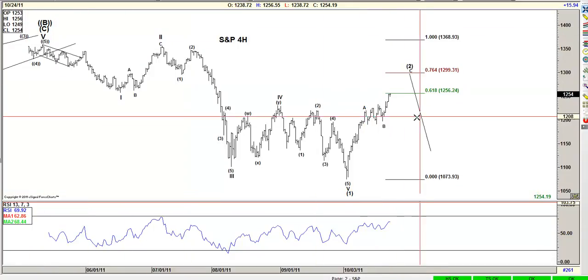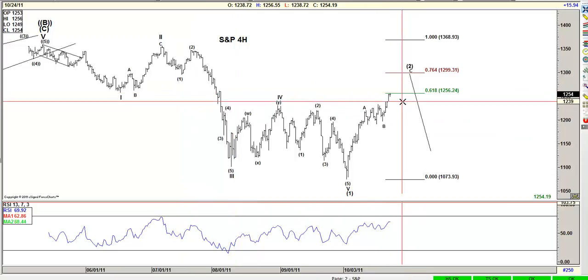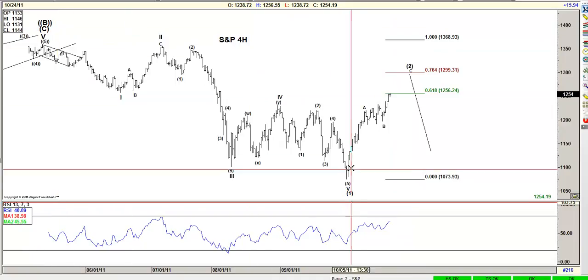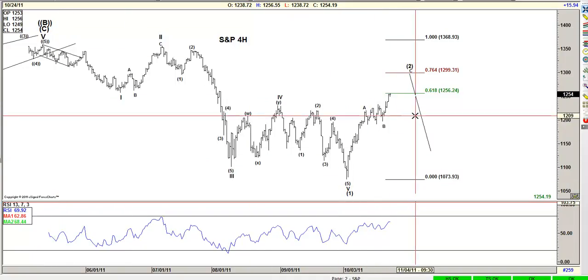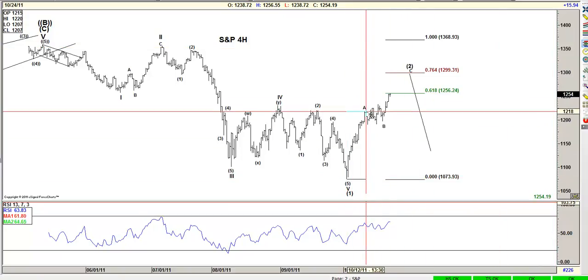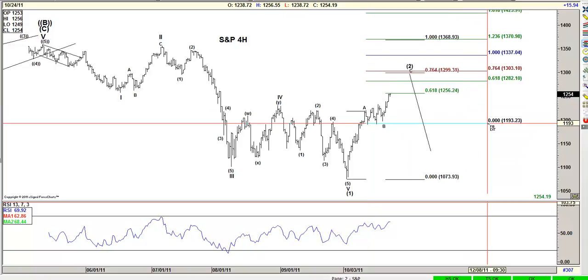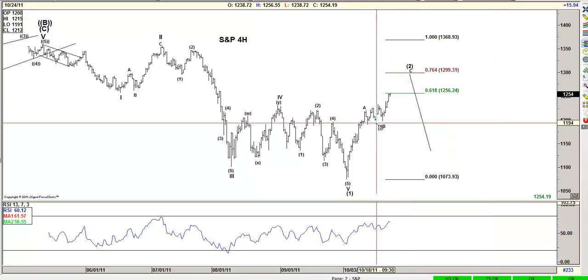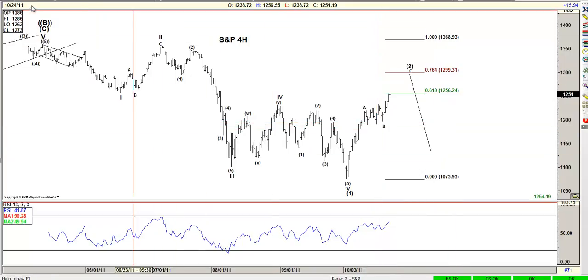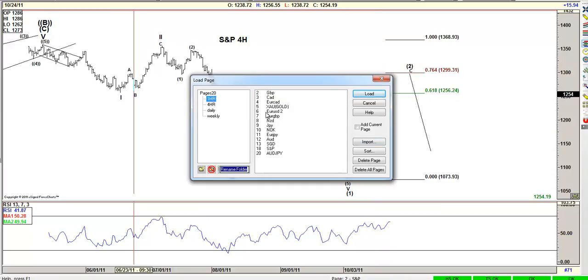Now, just today, we are testing the 618 of that move. So the S&P, if this count is correct and we have a three-wave move, should trade higher to around 1282 after 5 waves from these lows. In other words, it has another 20 or 30 points to the upside before a possible topping. And that means the risk can be on.